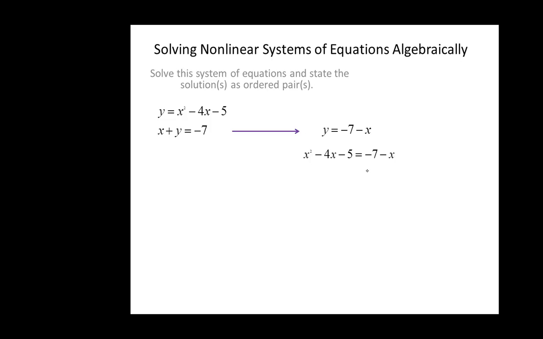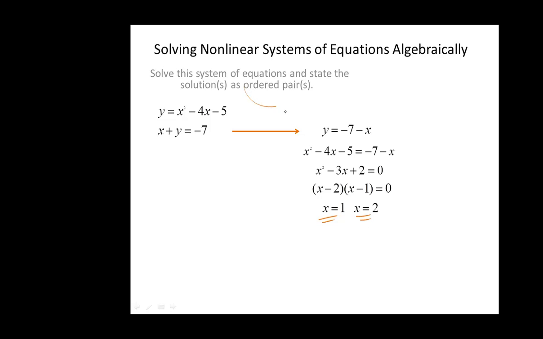I'm going to add 7 to both sides and add an x to both sides. That's going to give me a new quadratic equation. I can factor this, solve for x. Now these are my solutions for x.